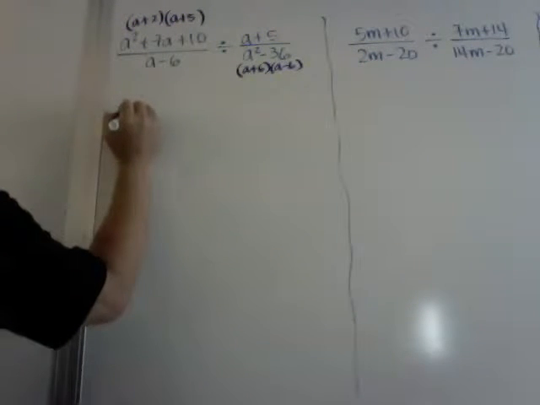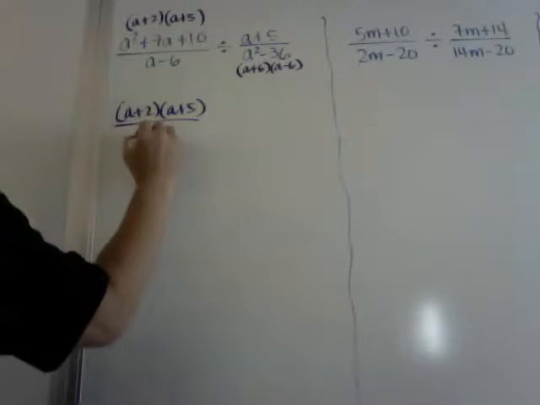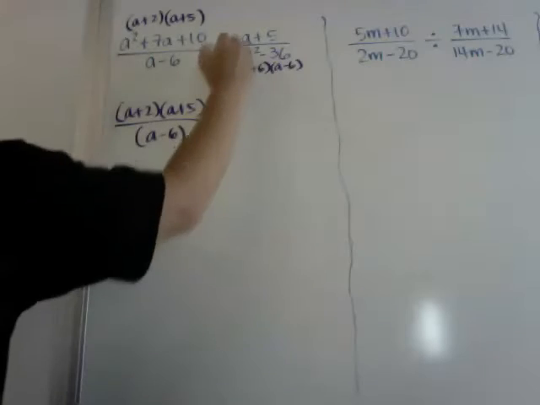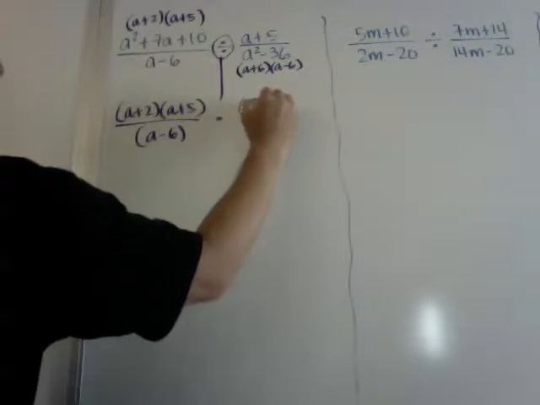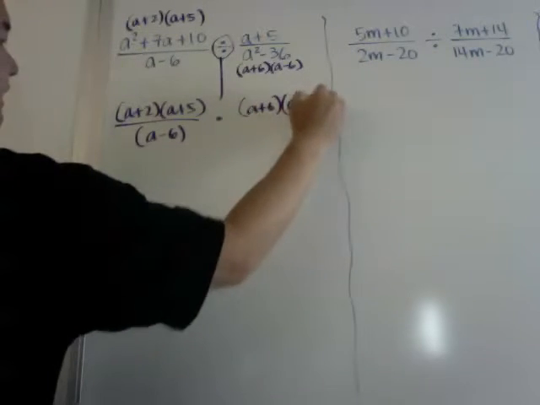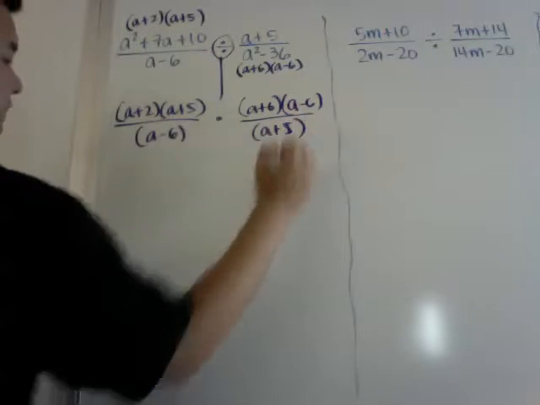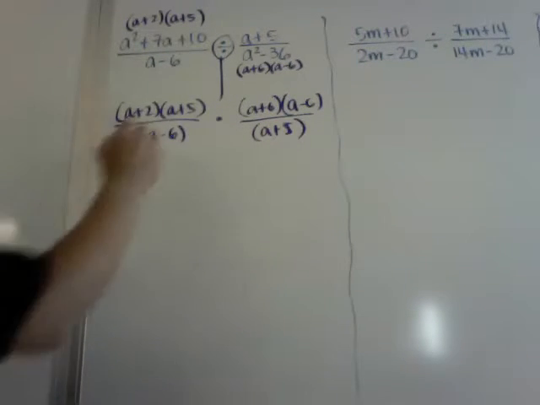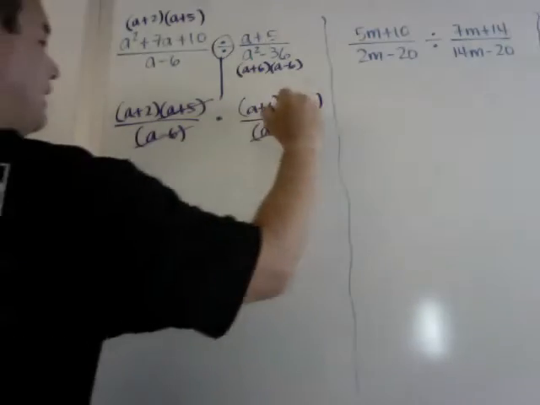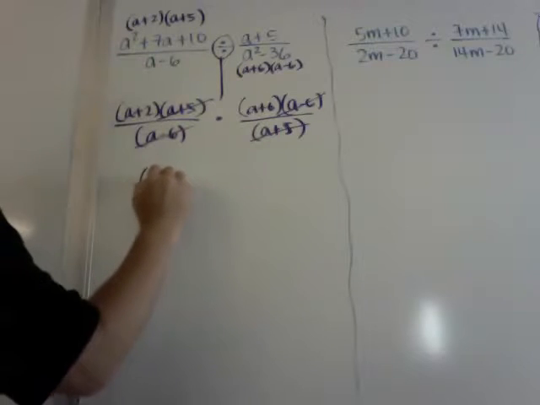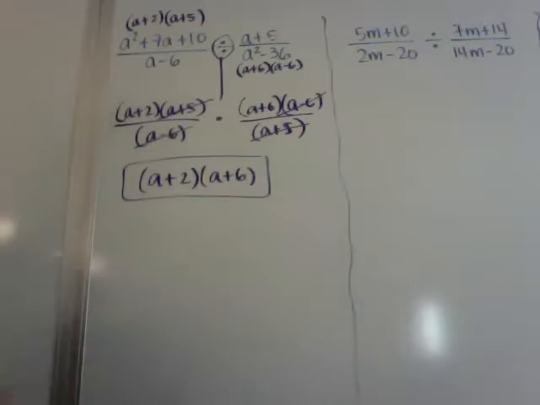So I'm going to leave the a plus 2 times a plus 5 over a minus 6. And I'm going to multiply and then flip this so it becomes a plus 6, a minus 6, all over a plus 5. Oops, it's an ugly 5, sorry. That is a 5. I'm going to cancel these two down. I'm going to cancel these two down. And I'm left with a plus 2 times a plus 6. And that is my final answer.